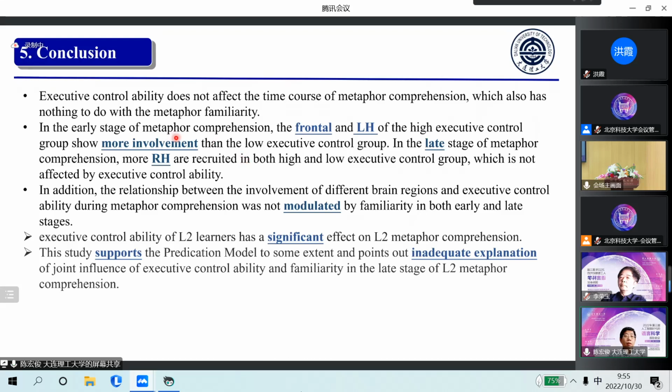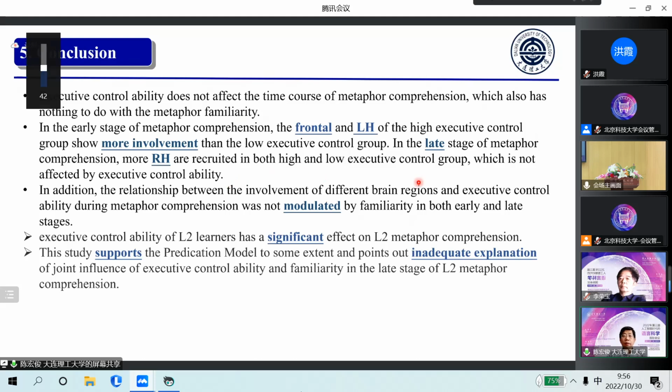In the early stage of metaphor comprehension, the frontal and the left hemisphere of the high executive control group show more involvement than the low executive control group. In the late stage of metaphor comprehension, more right hemisphere is recruited in both high and low executive control groups, which is not affected by executive control ability.